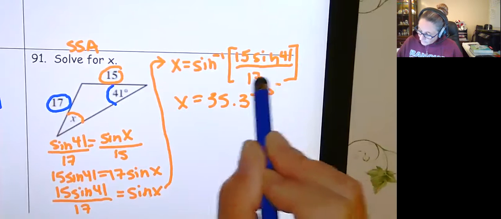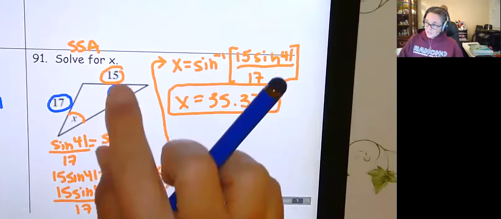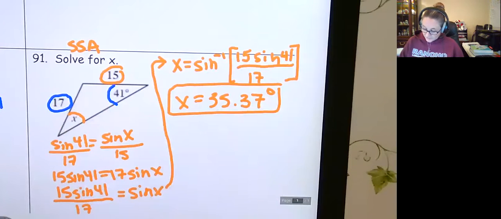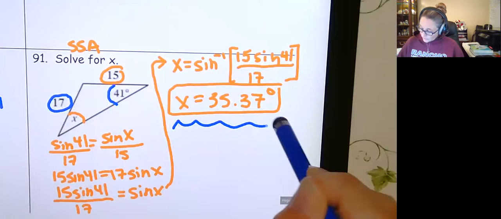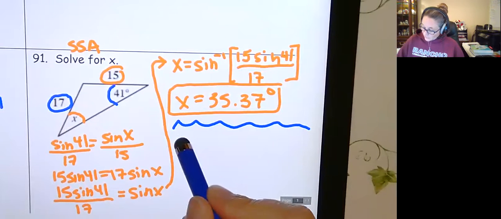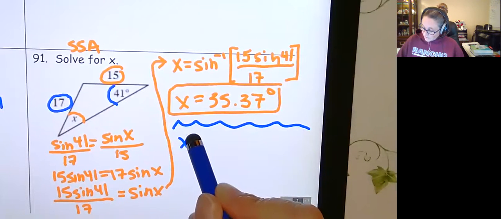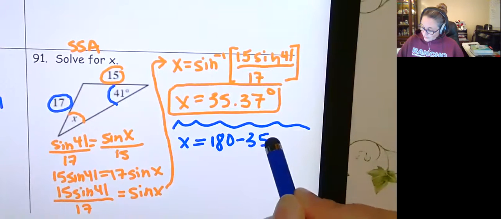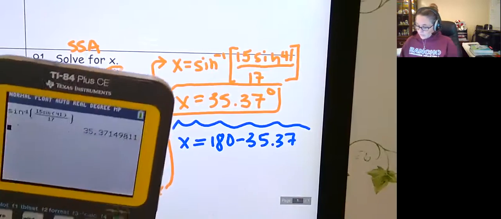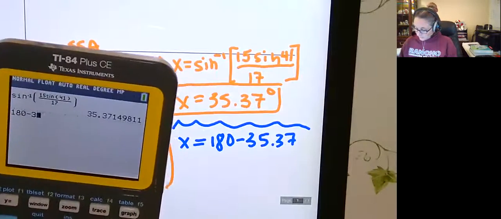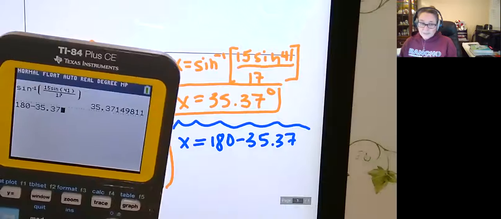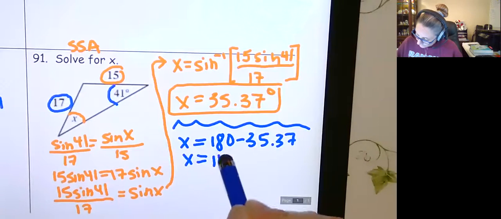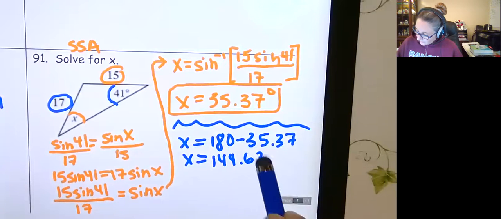Now, again, since it was side side angle, it could be one that has an ambiguous case. So let me see about the other angle. So x could possibly be 180 minus the 35.37. And so when I do 180 minus 35.37, I end up getting 144.63.